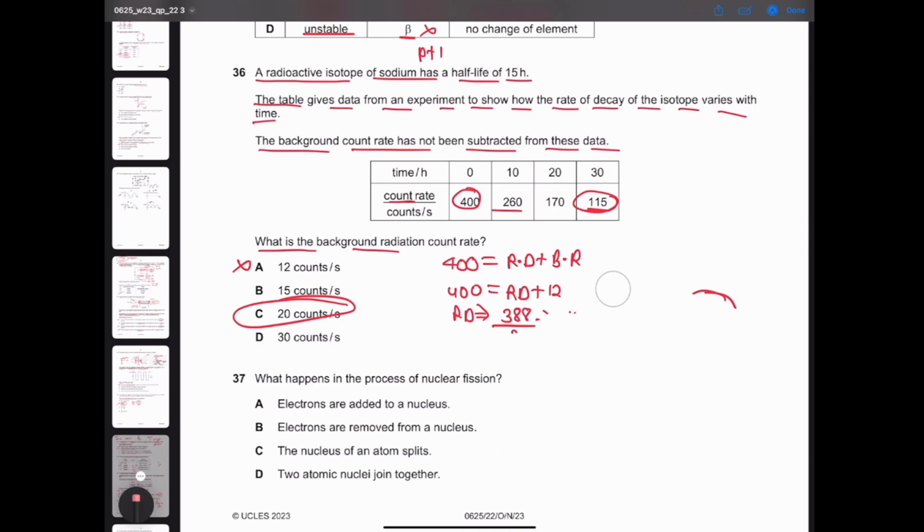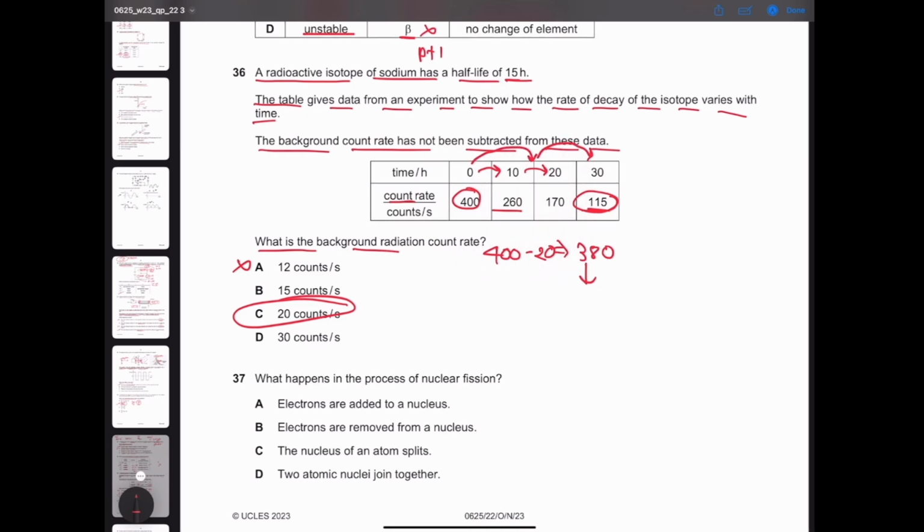Let's solve this one as well. 400 minus 20, it is 380. Now, the half-life is 15 hours, so you cannot directly check from 0 to 10 or 0 to 20. You will have to do 2 half-lives: first 0 to 15, then 15 to 30. So 380 divided by 2 is 190, then 190 over 2 is 95. Now you add 95 plus 20, and it comes out to be 115. So we can say from this that the background count radiation is 20 counts per second.